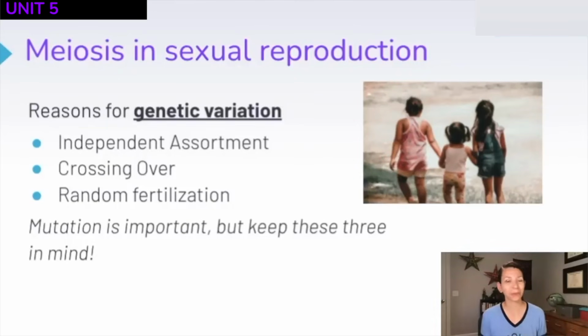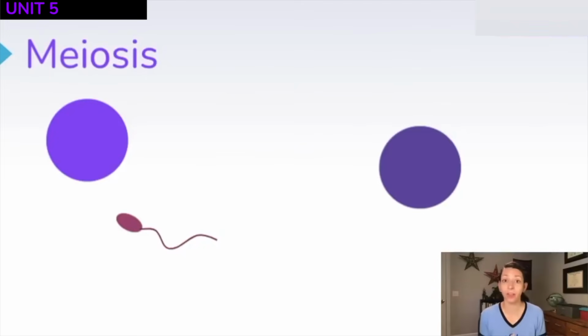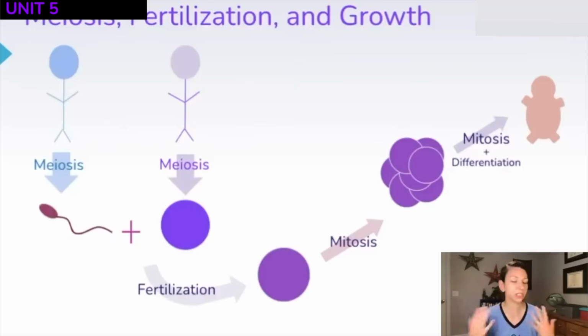Remember, mutation is an important source of genetic variation, but these 3 reasons on this slide are very, very important as well. The process of meiosis is important in sexual reproduction because it provides genetic variation of offspring, and genetic diversity is important for the survival of a species. So in order to get that egg and that sperm, we have to go through the process of meiosis first. Then those 2 can undergo fertilization to produce a zygote, which is a fertilized egg cell and now a diploid cell. So let's put this all together.